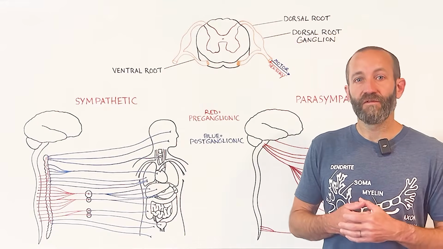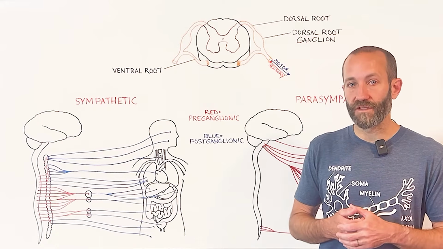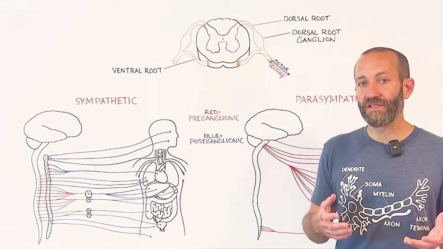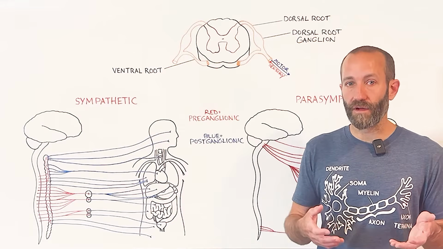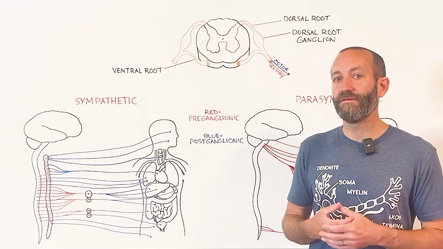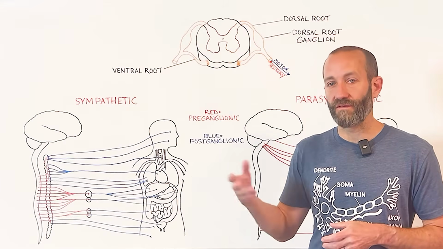Okay, so now we'll take a bit of a deeper dive into the anatomy and physiology of these nervous system divisions, focusing primarily on the autonomic nervous system. As I mentioned, the central nervous system consists of the brain and spinal cord, and we're not going to go into the anatomy and physiology of those structures because that's far too broad of a topic to try to cover in this video.